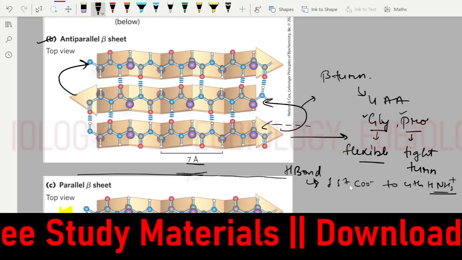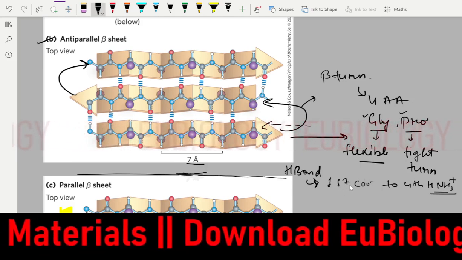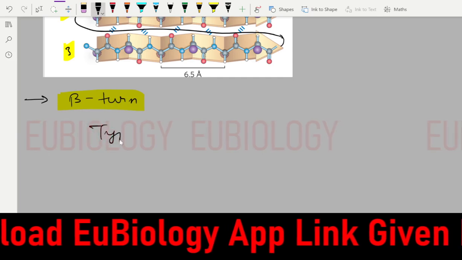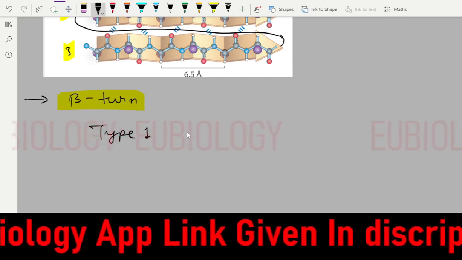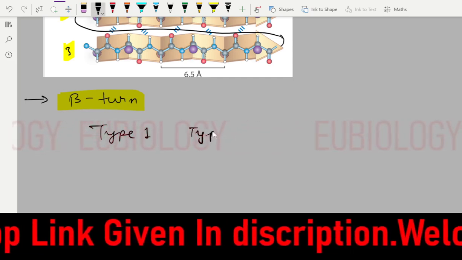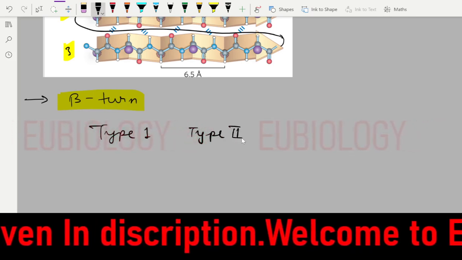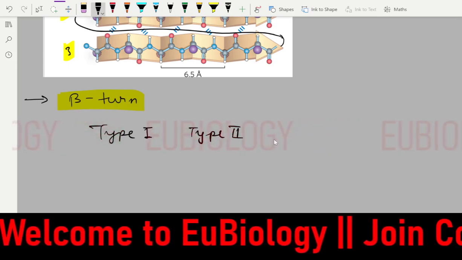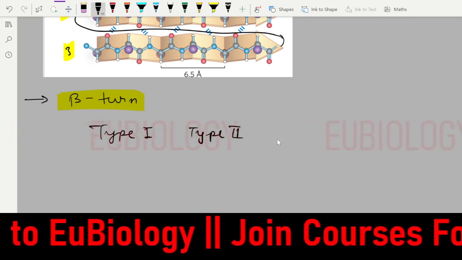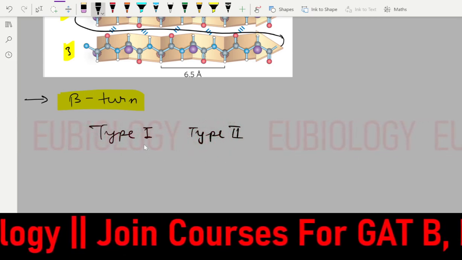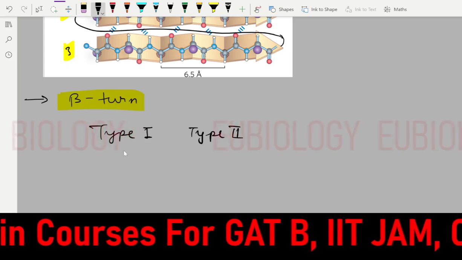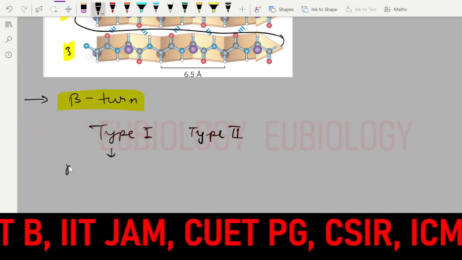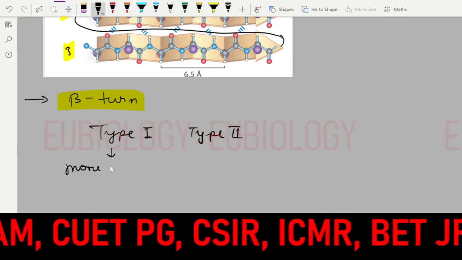There are two types of beta turn you can see, type 1 and type 2. There is not much difference between type 1 and type 2, just rotational or conformational changes. Type 1 is more available in nature.